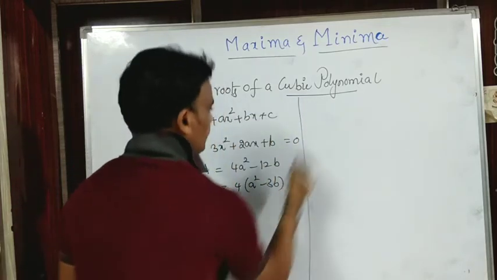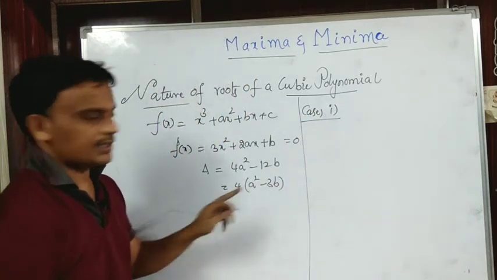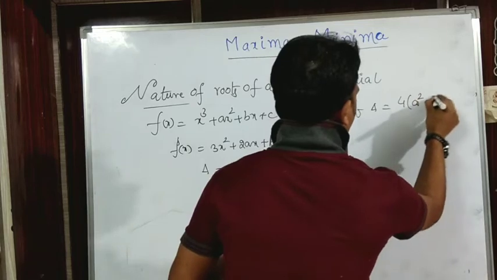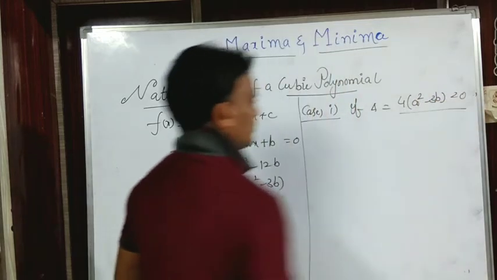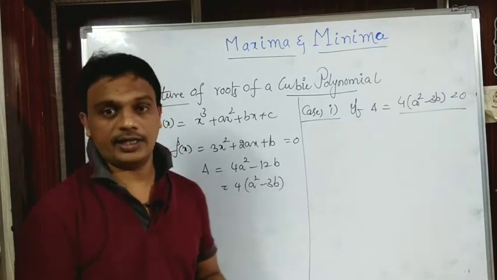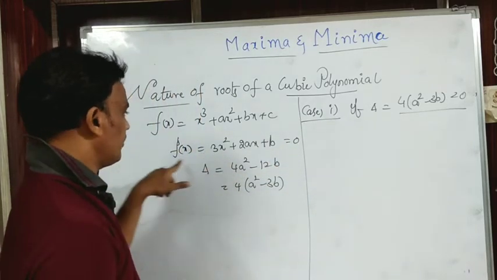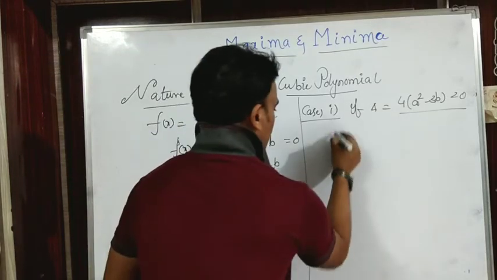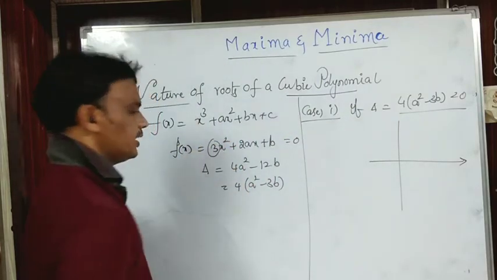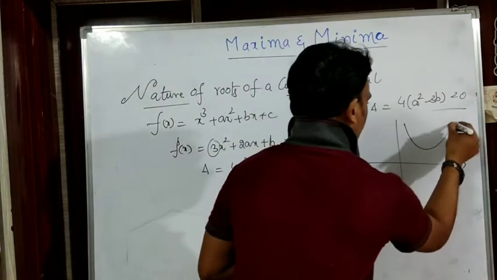Case 1. So what is case 1? Suppose delta is less than 0, that is 4(a² − 3b) < 0. Coming to the quadratic equations concept, delta is for the quadratic equation, I mean the f'(x) value. Now when delta is less than 0, the x² coefficient is already 3 for f'(x), so I can get the graph; it may be like this, right or not?